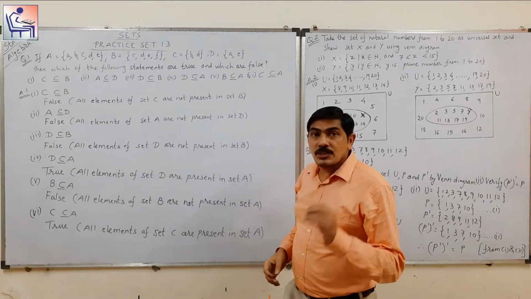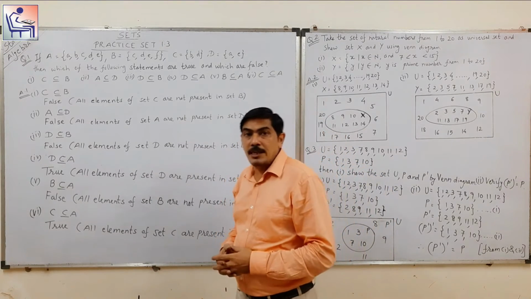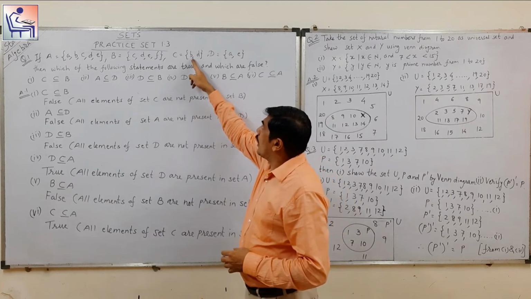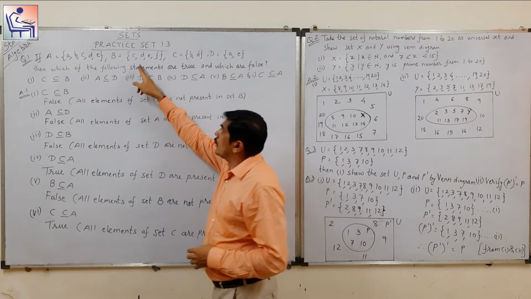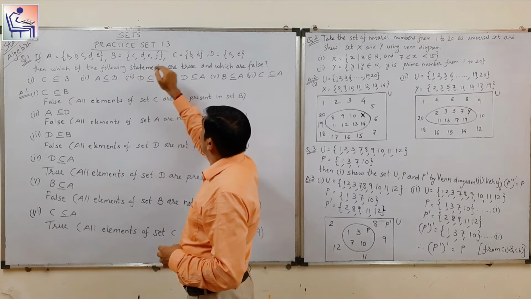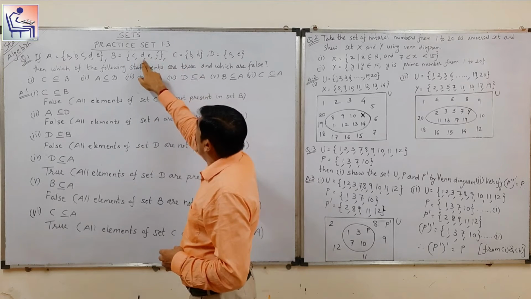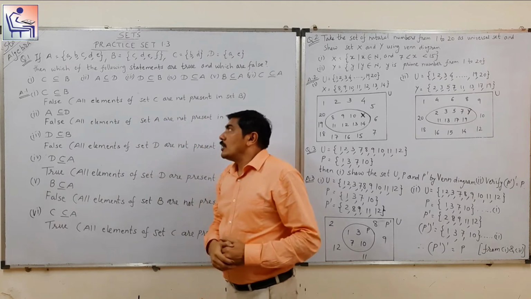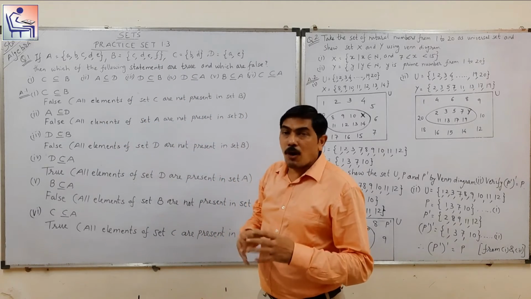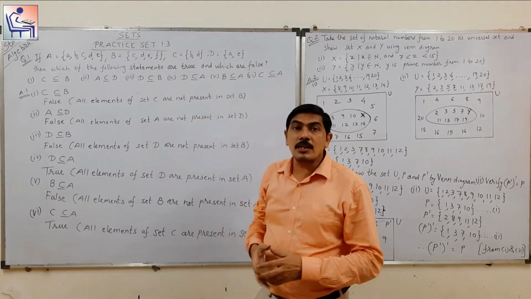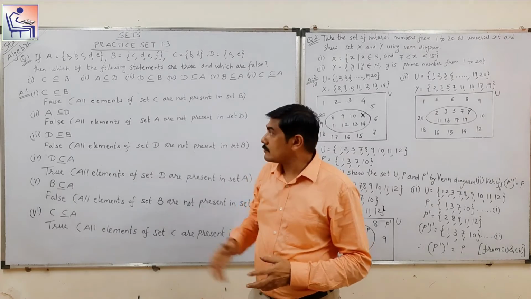Number 1, C is a subset of B. The elements of C are B and D, and the elements of set B are C, D, E, F. So here D is available but B is not available. Therefore, this statement is false. All elements of set C are not present in set B.